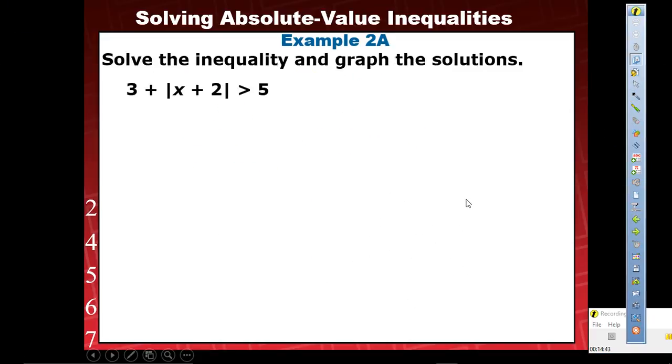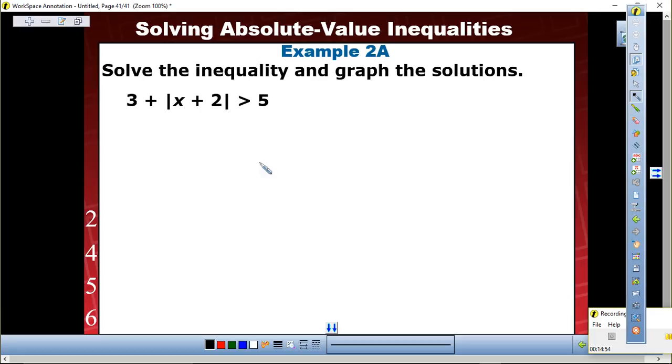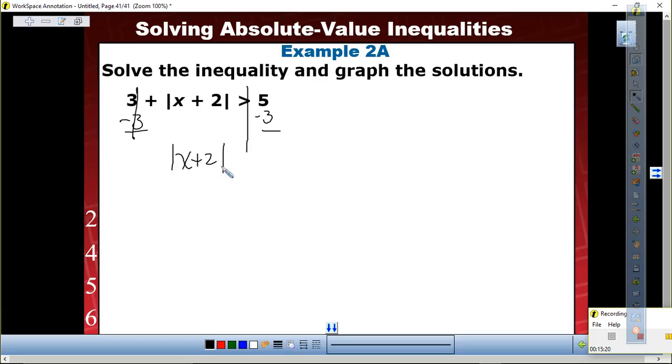Example 2A. We got 3 plus absolute value x plus 2 greater than 5. Let's do this one together. Here we go. Bring down the inequality symbol. Shakira, pass it to someone. Ryan, what do I do from there? In this case, the 3 is not multiplying. Oh, subtract 3. I know this is one of those tricky ones, so careful. Absolute value x plus 2 greater than 2. Pass someone.